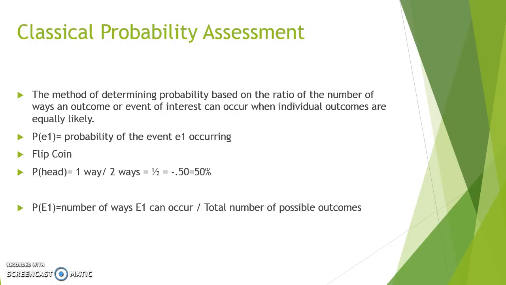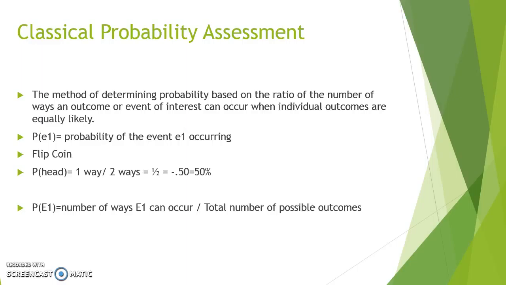As far as classical probability assessment, this is basically turning something into probability. It is the method of determining probability based on the ratio of the number of ways an outcome or event of interest can occur when individual outcomes are equally likely. For example, the probability of E1, which is the probability of an event E1 occurring.